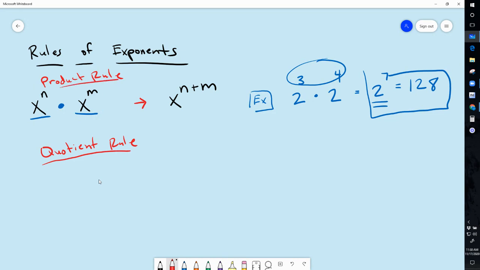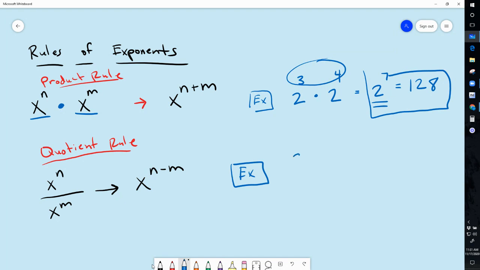Okay, quotient means dividing, product means multiplying. So if you're dividing, let's say you did x to the n divided by x to the m. This is very similar, but instead of adding, you are going to subtract. Okay, here's your example.